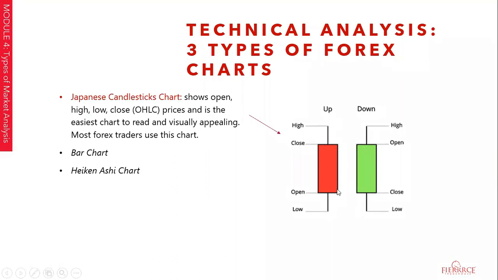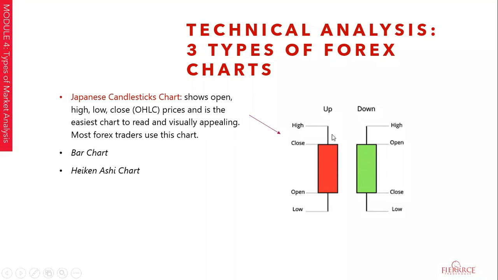So this is a candlestick. Think of a real candle: in a real candle, there's the body of the candle, and then there is the wick of the candle. So this would be the body, and this would be the wick. Now with Japanese candlesticks, we can have wicks on both ends of the candlestick.